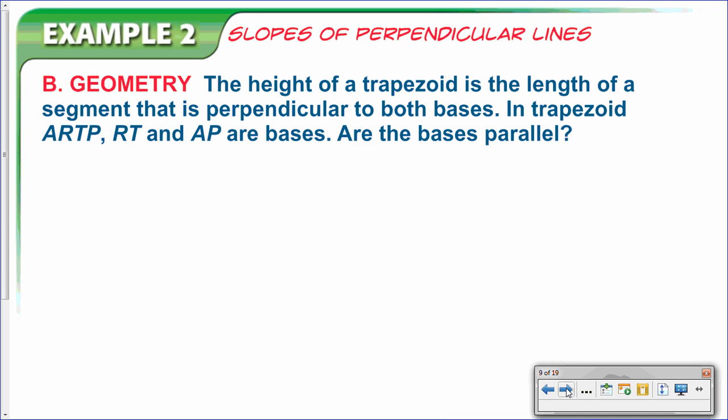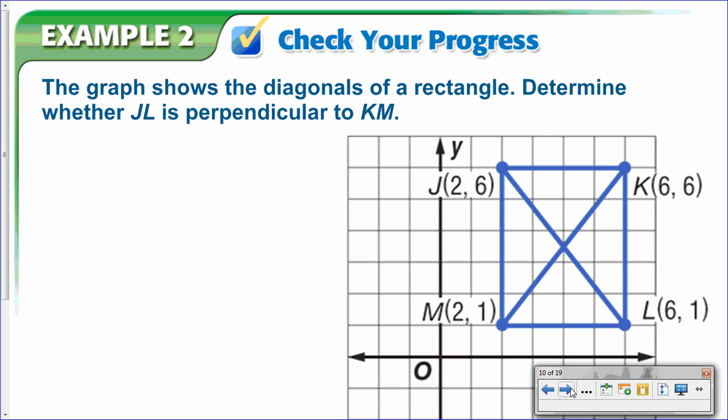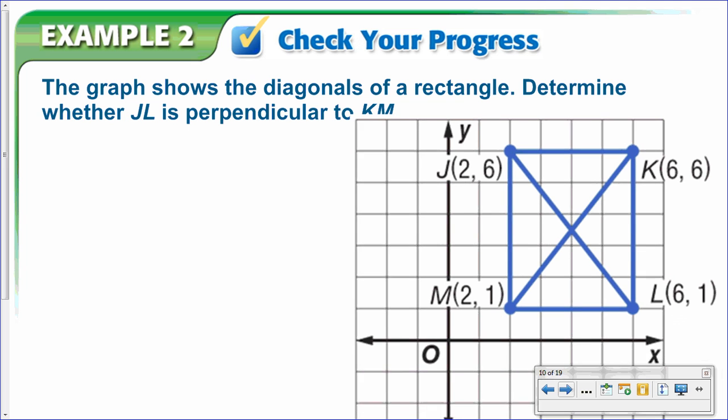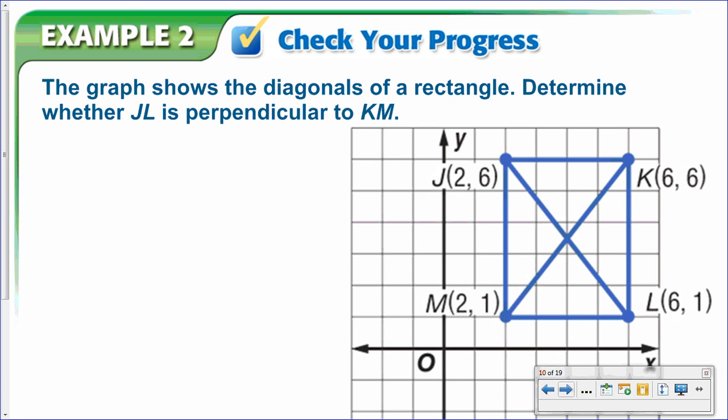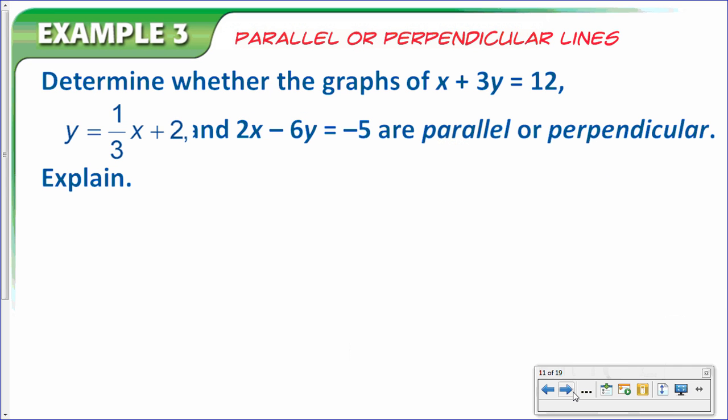Okay, the height, we just did that one, didn't we? Okay, there's a check your progress. Take a look over that real quick. That's good. Okay, now look at this one.